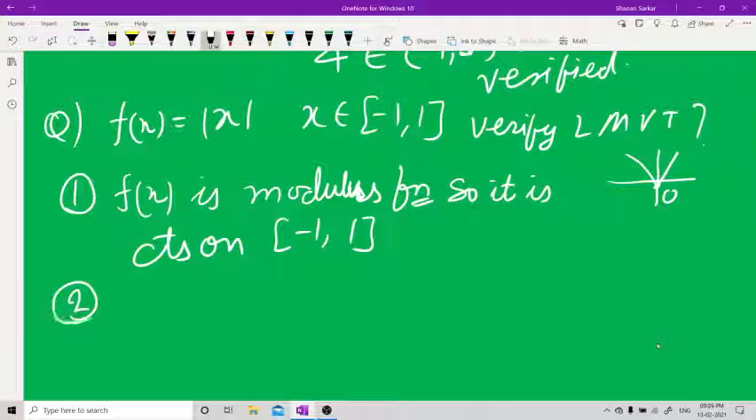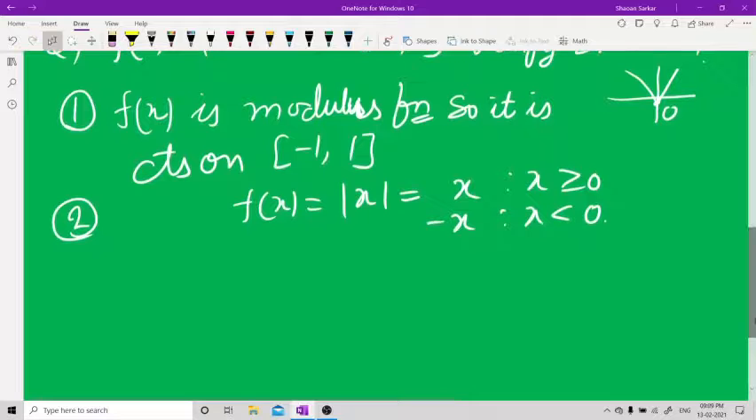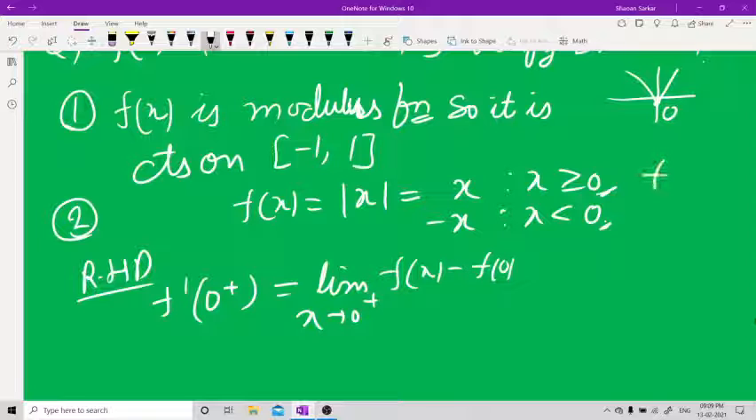Now for the second point, you need to understand that you need to find f'(c). f(x) = |x| means x for x greater than or equal to 0 and −x for x less than 0. If this is the situation, then you see the right hand derivative f'(0+); you need to find it at the disconnecting points. So f'(0+) is the limit as x tends to 0+ of (f(x) − f(0)) / (x − 0). Here f(0) is 0 always.